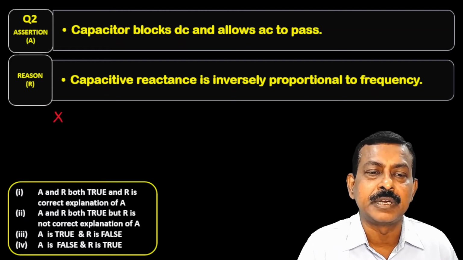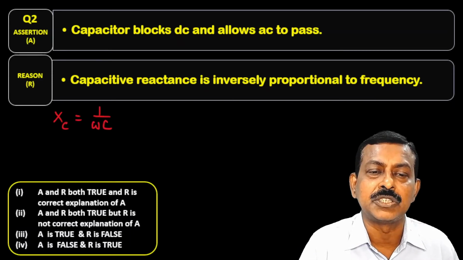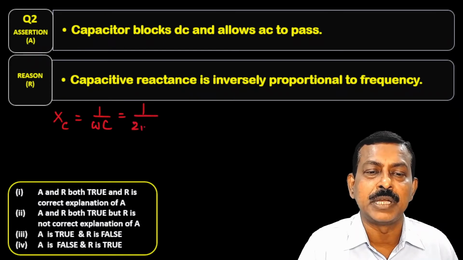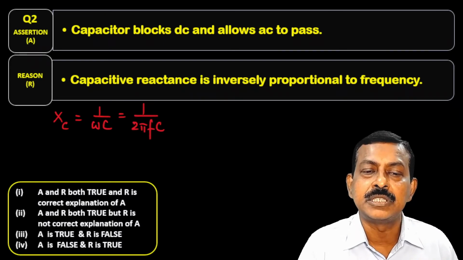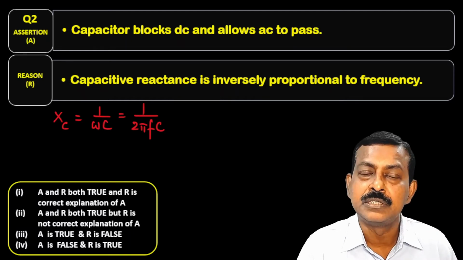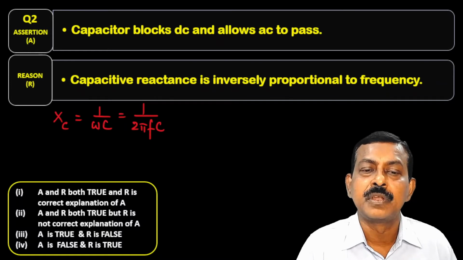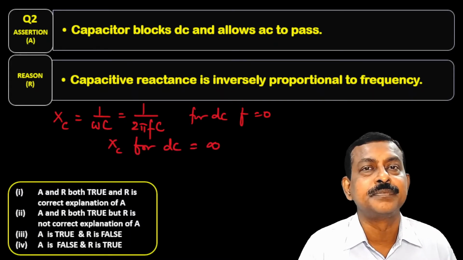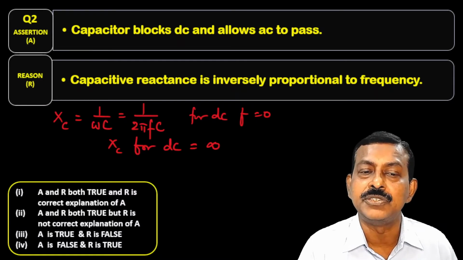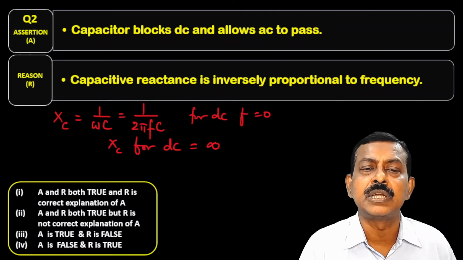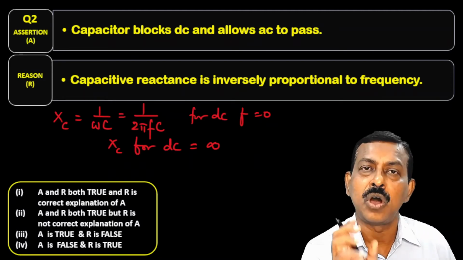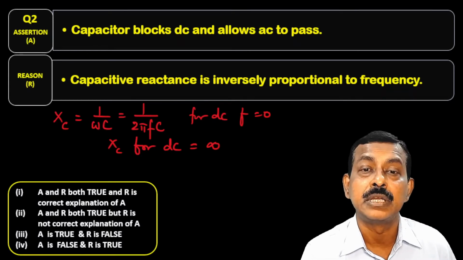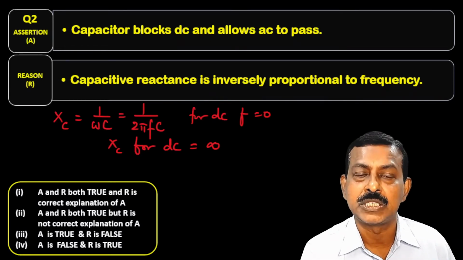If you take capacitive reactance, this is your 1 by omega C. And that can be written as 1 by 2 pi fC. This f is the frequency. For DC, this frequency value is 0. So for DC, f is 0. And if this is 0, so it is 1 by 0, that means it is infinite. So Xc for DC will be infinite. So obviously it will block DC. Whereas for AC, whatever be its frequency, it will offer some opposition, but it is not infinite. So it will allow AC to pass. So that means this is true.